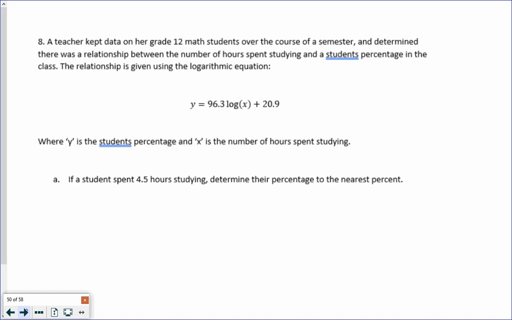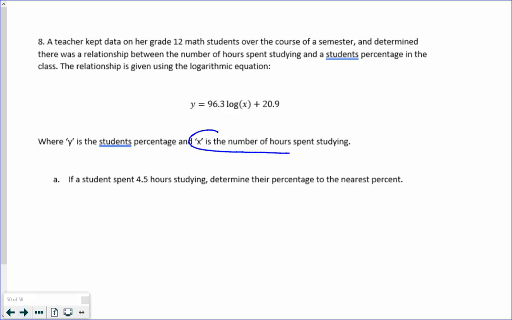A teacher kept data on her grade 12 math students over the course of a semester and determined that there was a relationship between the number of hours spent studying and a student's percentage in the class. Shocking. The relationship is given using the logarithmic equation. So logs. So you're instantly going, okay, I'm in the logs unit. Okay, what do I know about logs? Y is the student's percent. X is the number of hours spent studying. A student spends 4.5 hours studying. What percent did they get?